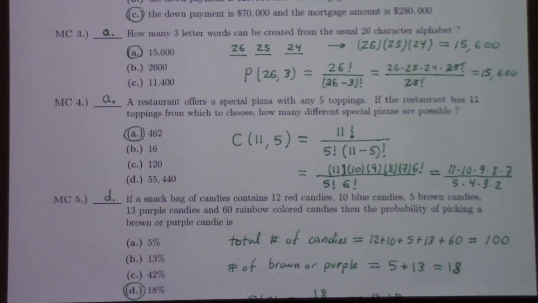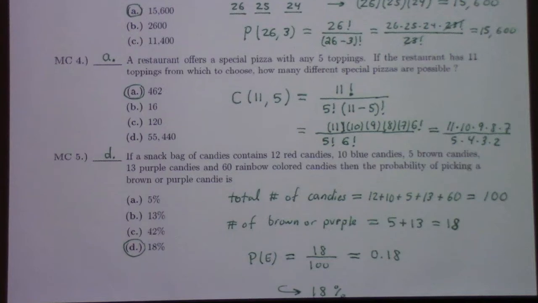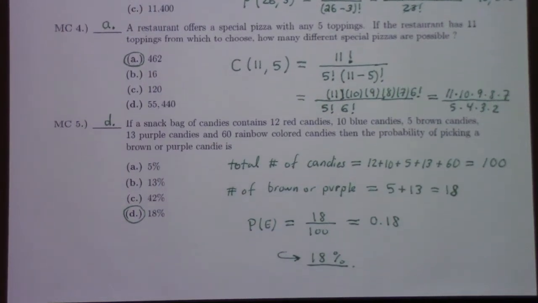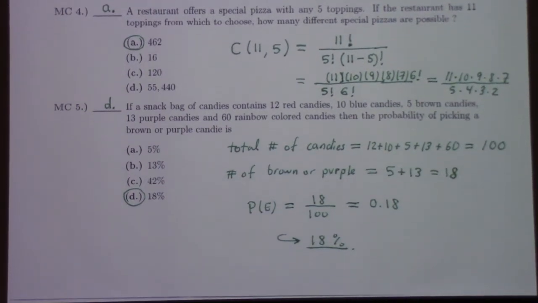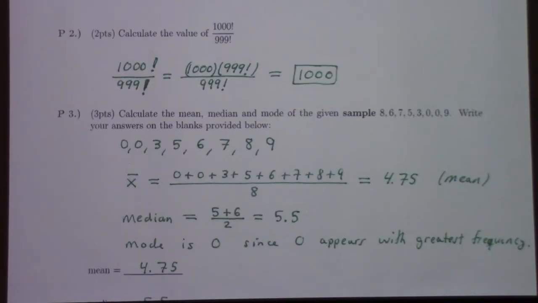If you add these numbers all up, you got 100 total candies. The number of candies we're interested in, the brown or the purple, there's 18 of those. So 18 over 100 gives us the probability, or in terms of percent, probability times 100 gives us the percentage, right? And so the answer there was 18%. So I hope a lot of you got that right. I think that wasn't a bad problem.